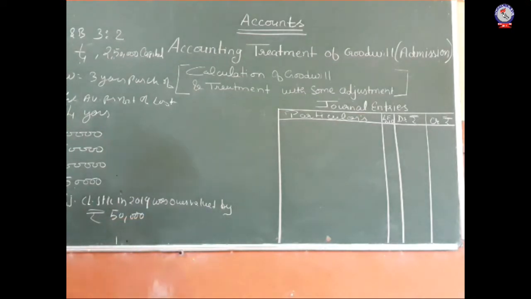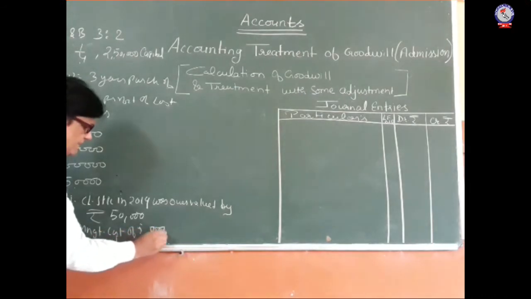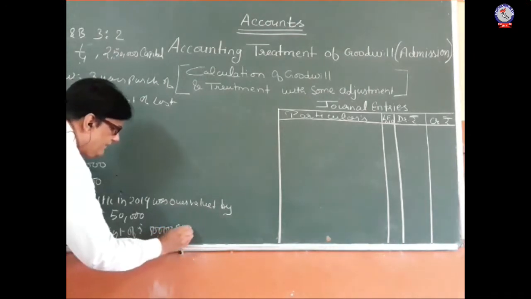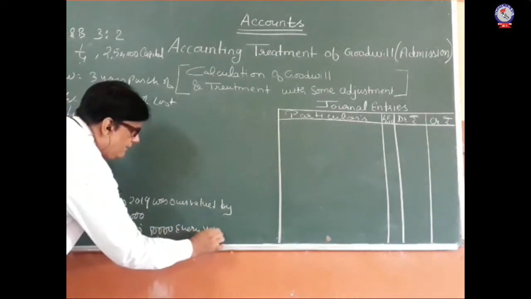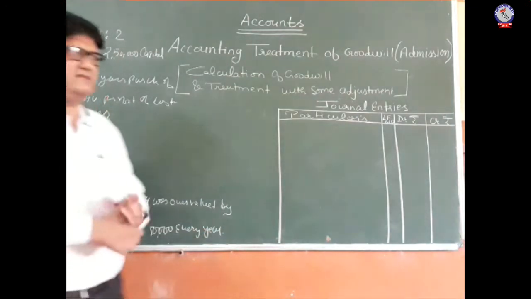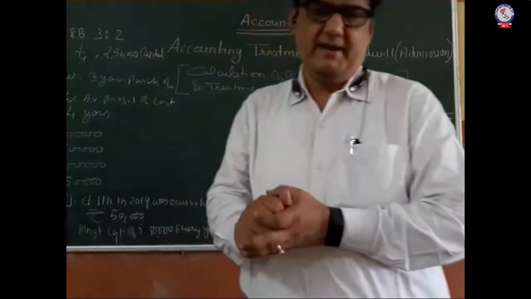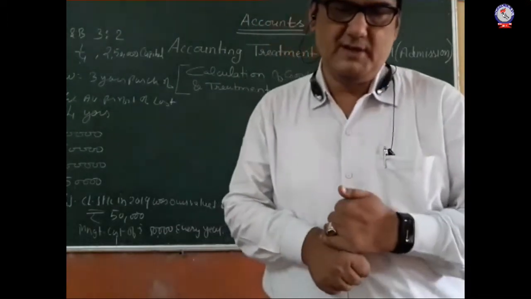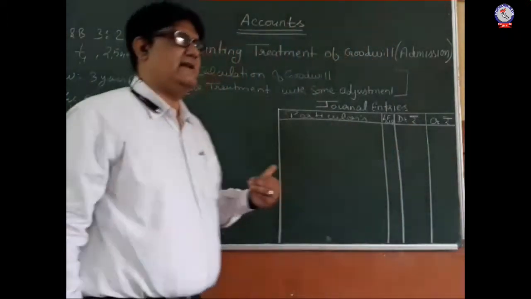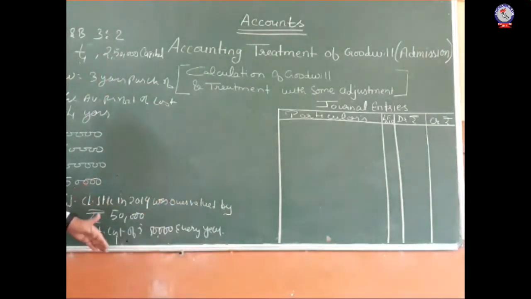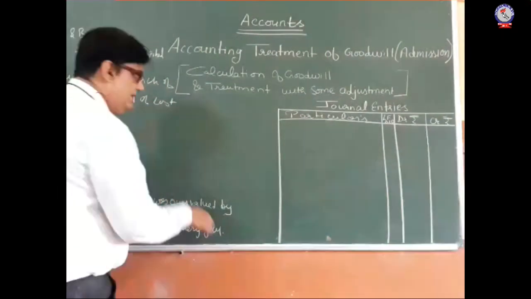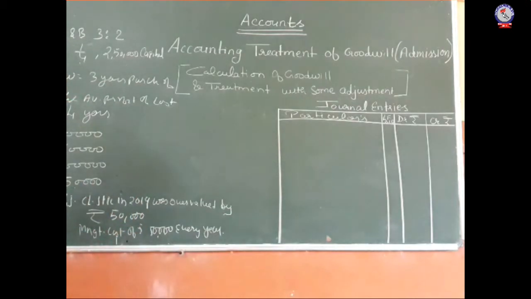And second, it was said that there was a management cost of rupees 50,000 every year, which was not taken into consideration. That means we have to charge it annually. So these two adjustments are to be made by us.